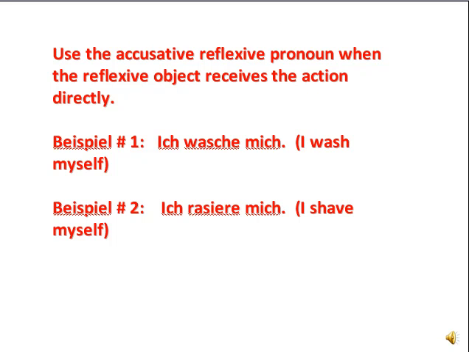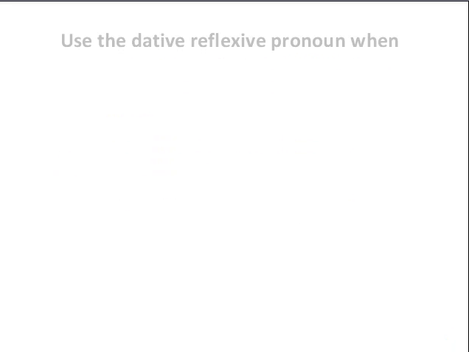Use the accusative reflexive pronoun when the reflexive object receives the action directly. Beispiel Nummer 1. Ich wasche mich. I wash myself. Beispiel Nummer 2. Ich rasiere mich. I shave myself.